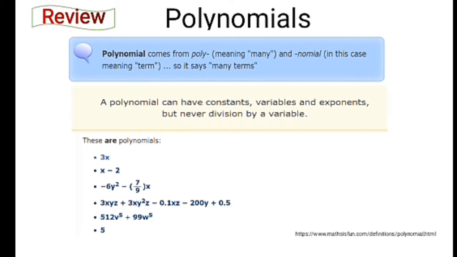Other examples of polynomials: we have 3xyz plus 3xy squared z minus 0.1xz minus 200y plus 0.5. There are 5 terms in this polynomial. Another example is 512v^5 plus 99w^5. Then the last example is 5. Take note, 5 is a polynomial. It is a constant. No variable exists and there are no exponents for the variable.